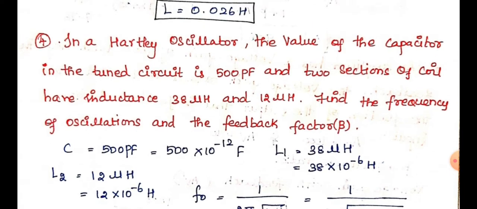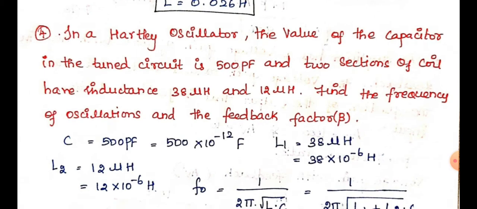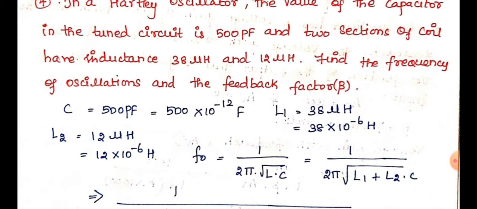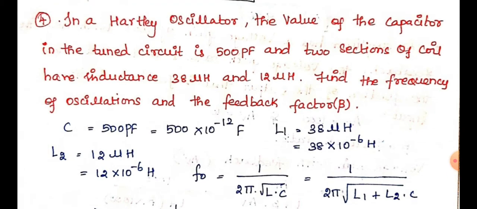So L1, L2, two values are given. L1 is 38 microhenry, 38 into 10 to the power of minus 6 Henry, and L2 is equal to 12 microhenry, so 12 into 10 to the power of minus 6 Henry. So F0 is equal to 1 divided by 2 pi into root of LC.